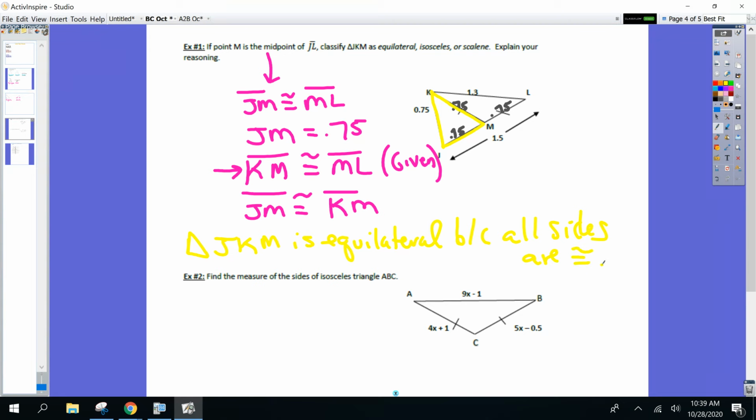Do I need all this work here that I showed you? No, but I kind of wanted to go in a little bit of a proof format so you knew where all my values came from. Because we use definition of a midpoint, we use substitution here. Any questions on why that is an equilateral triangle? All right, moving on.